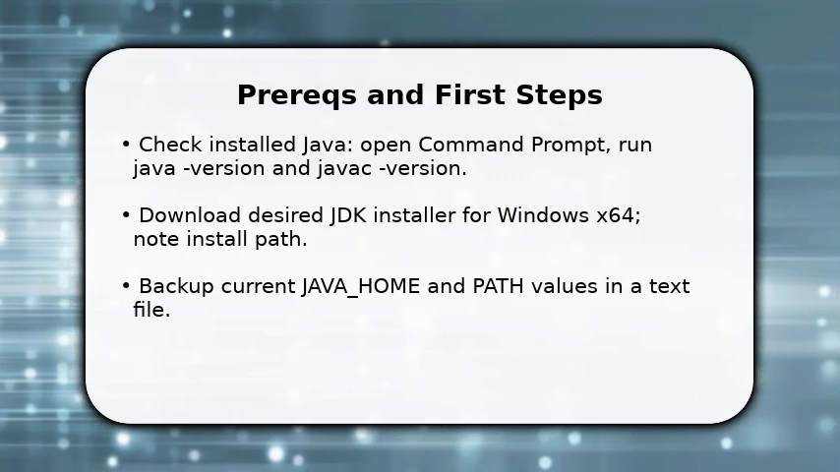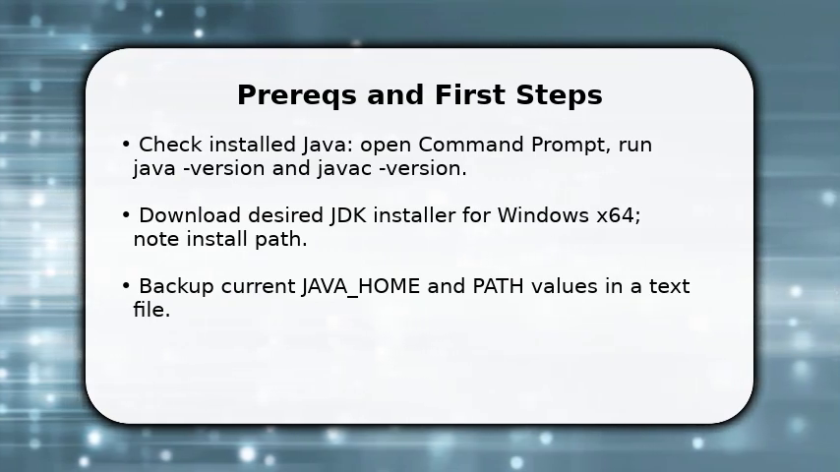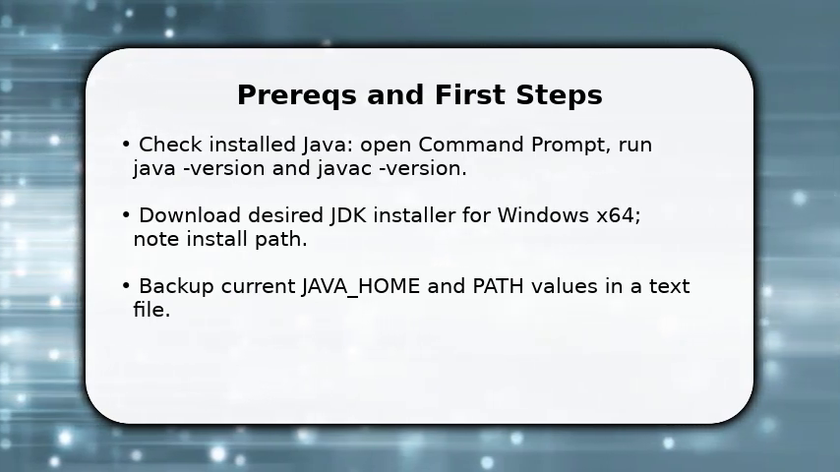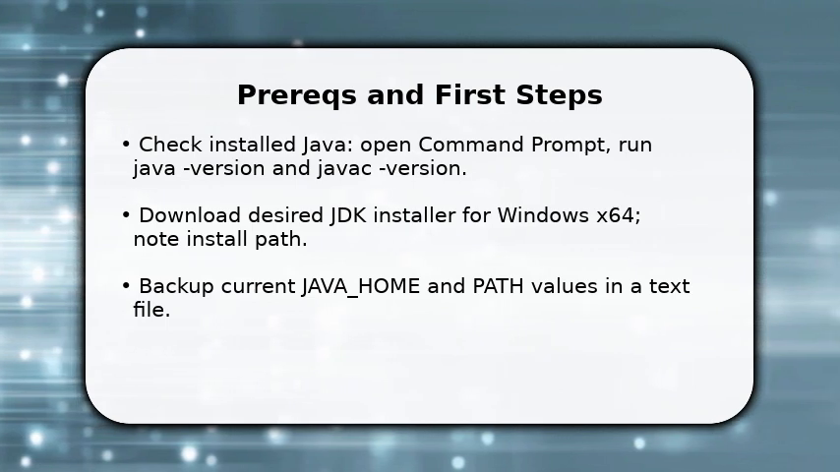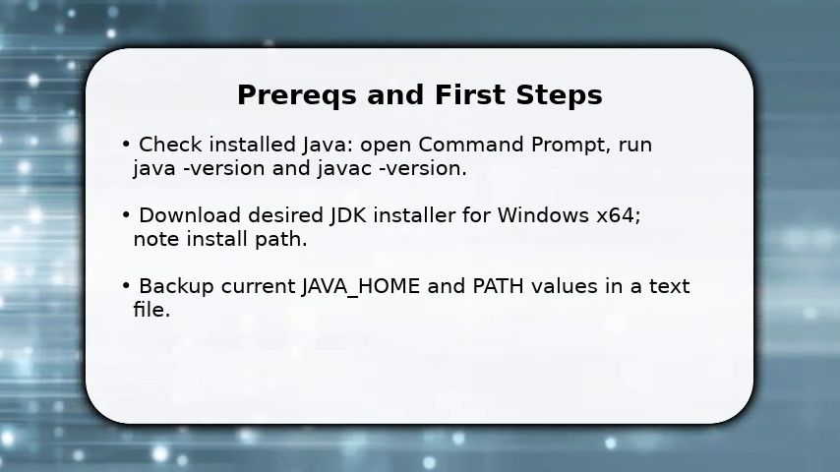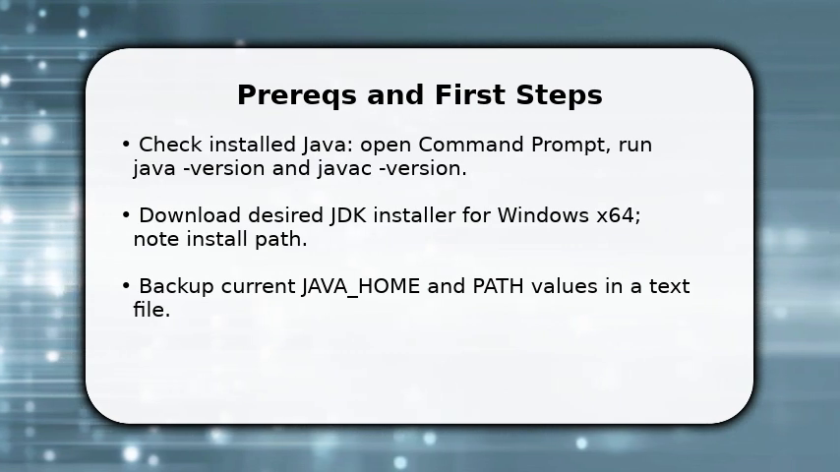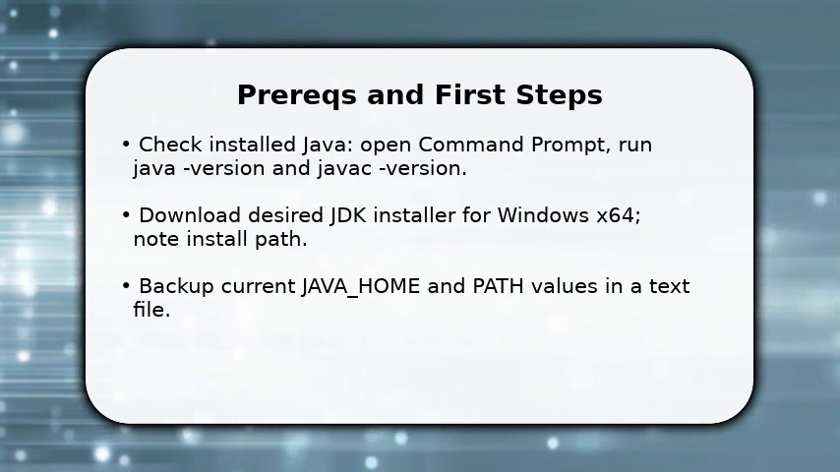You start by verifying what Java is currently active. Open command prompt and run java -version, then javac -version. Once done, download the JDK version you need for Windows x64 and remember the installer path.